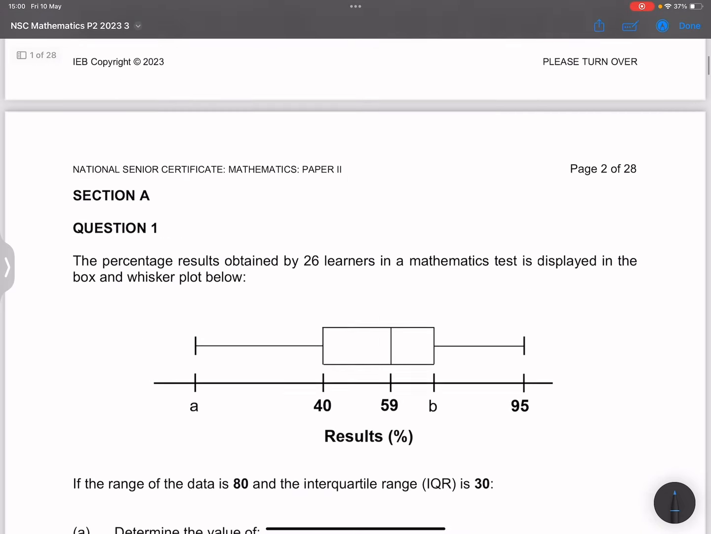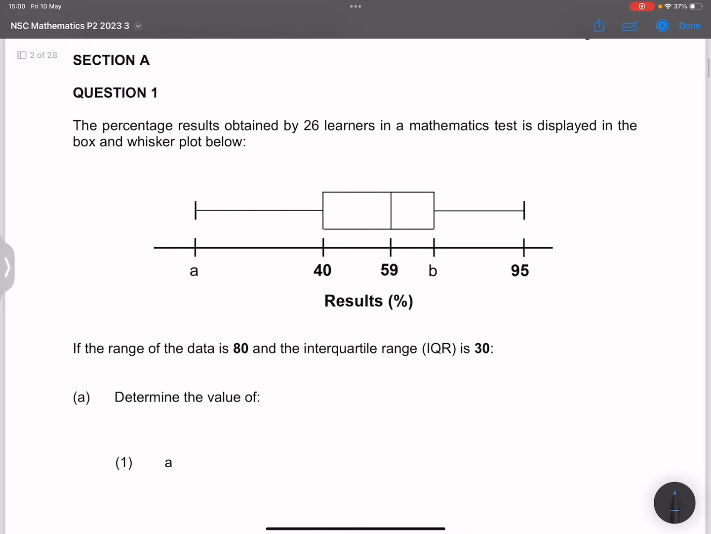So the first section, section A, they say to us in question 1, the percentage results obtained by 26 learners in a mathematics test is displayed in the box and whisker plot below. Of course, you know that I've already curated some content on statistics, on the box and whisker plot. They say if the range of the data is 80 and the interquartile range is 30, determine the value of A.